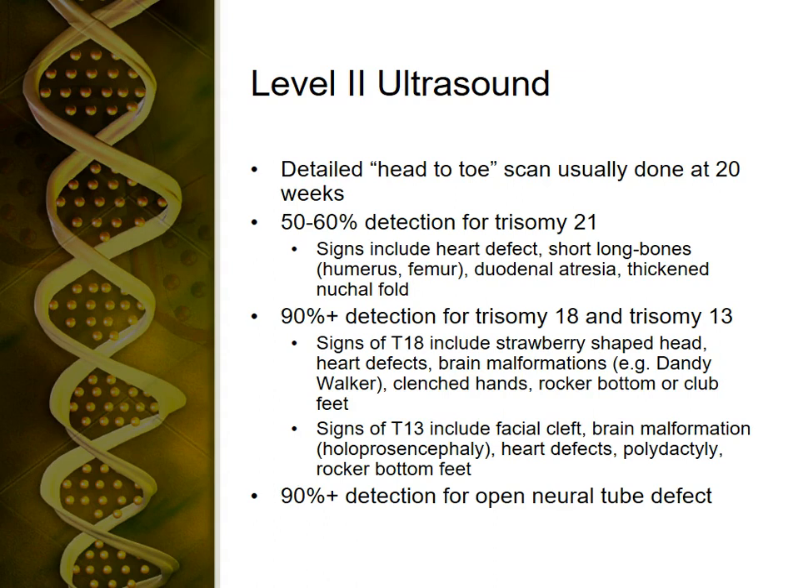There's also a 90+% detection rate for trisomy 13 and 18. Trisomy 18 includes a strawberry-shaped head, heart defects, brain malformations, a clenched hand, and rocker-bottom feet. Signs of trisomy 13 include facial clefts, brain malformations including holoprosencephaly, heart defects, additional digits such as polydactyly, and rocker-bottom feet. There's also a 90% detection rate for neural tube defects.